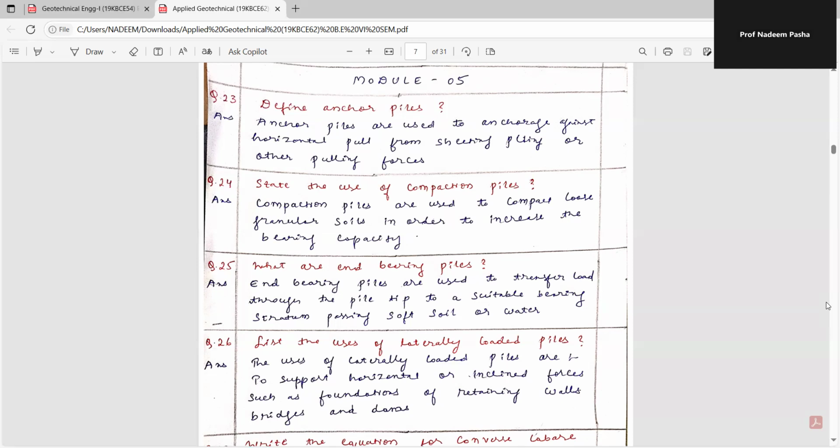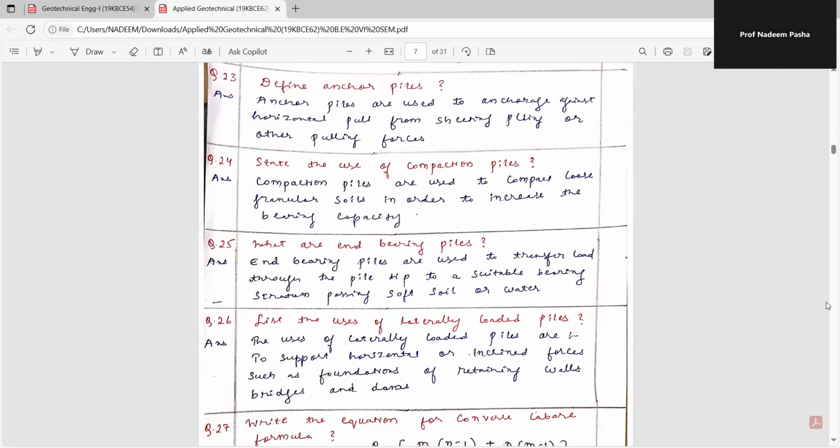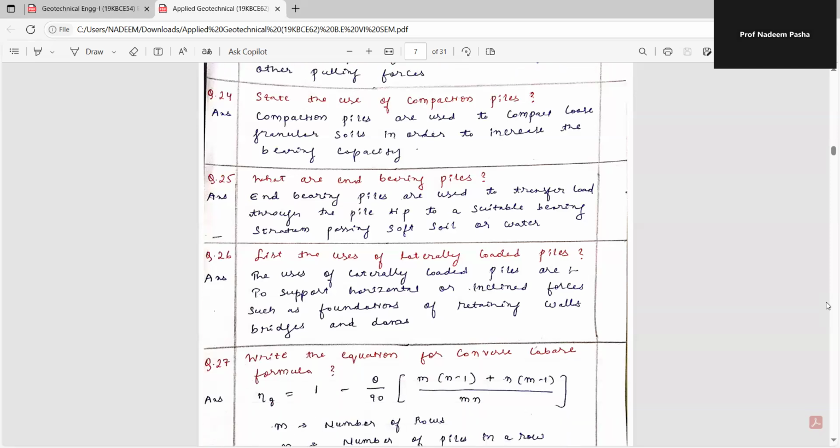List the uses of laterally loaded piles. The uses of laterally loaded piles are to support horizontal or inclined forces such as foundations of retaining walls, bridges, and dams. Write the equation for the Converse-Labarre formula.